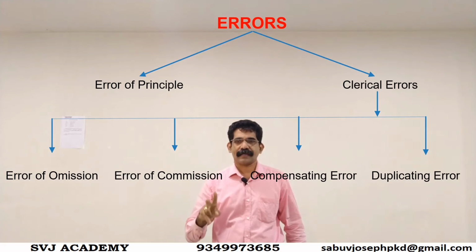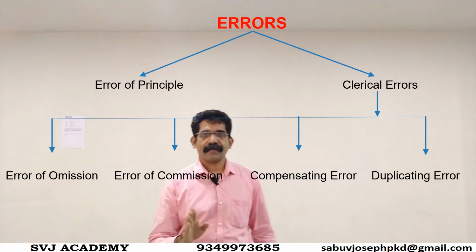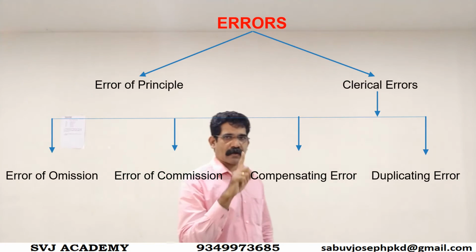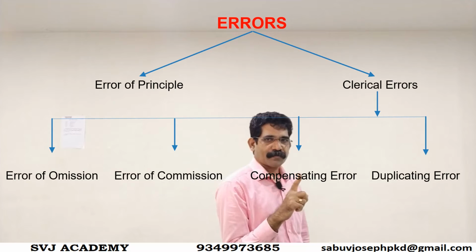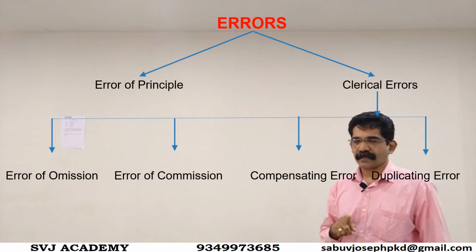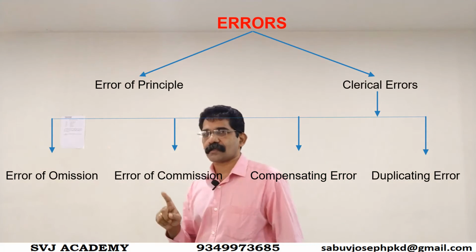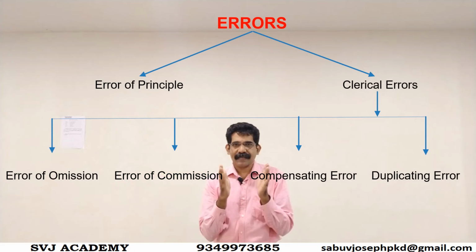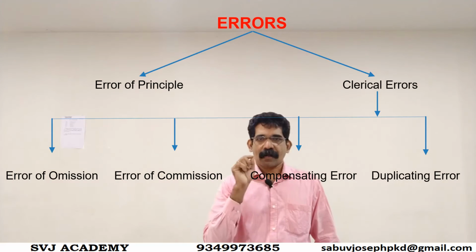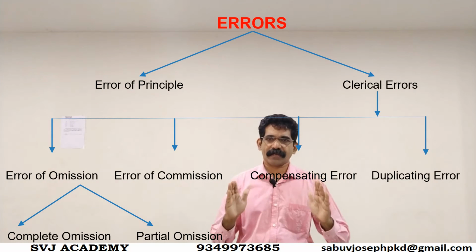First of all, the errors can be divided into two: error of principle and clerical errors. Again, the clerical errors can be broadly classified into four. One is error of omission, second is error of commission, third is compensating error, and the fourth is duplicating error. Again, the error of omission can be classified into two: complete omission and partial omission. These are the classifications of errors.